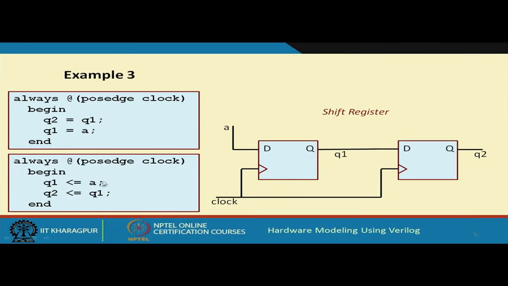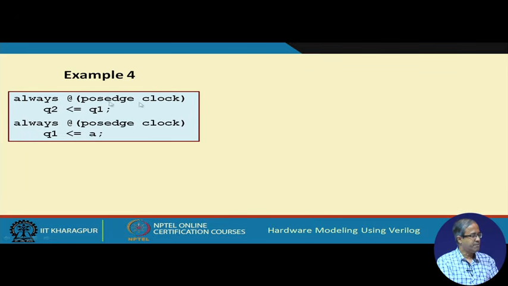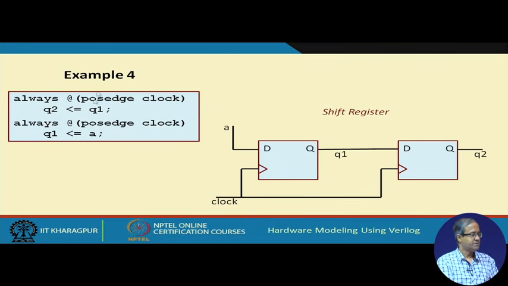At the positive edge A was going to Q1, Q1 was going to Q2. Here we mean the same thing, maybe we are using two different blocks, but both are activating on the positive edge and the assignment will take place in a very similar way. So, here also you will be generating the same shift register. This is fairly simple. If you put them in this order, then also you can generate a shift register.